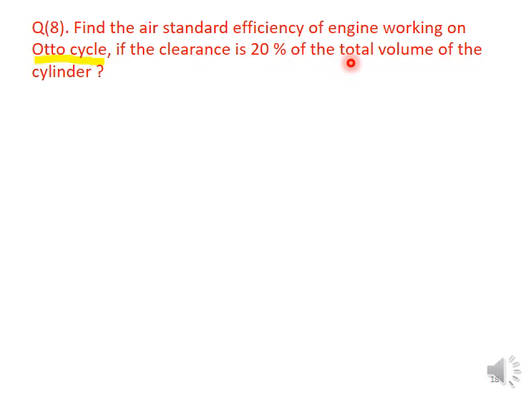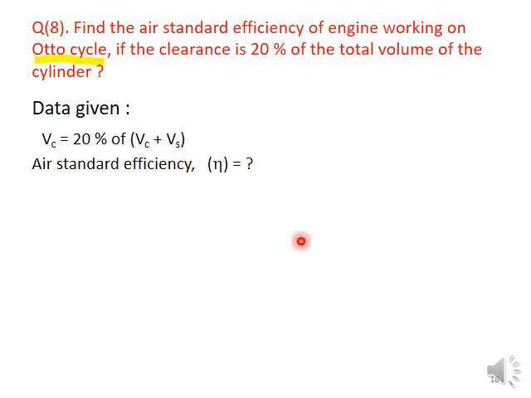Here, what is the total volume of the cylinder? Clearance volume plus the swept volume is the total volume of the cylinder. First write the given data. Clearance volume is 20% of the total volume, which is Vc plus Vs. Next, air standard efficiency is equal to question mark, you have to calculate that, and we know that the compression ratio r is equal to Vc plus Vs by Vc. So substitute the Vc value, which is 20% of Vc plus Vs.